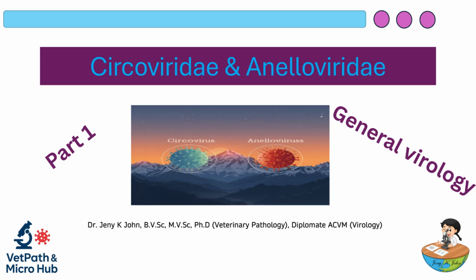Anelloviridae, including torque-tinoviruses in humans and pigs, are related but form a separate viral family, capable of persistent infections. Both families are widely distributed and diverse, making them important in veterinary and human health.